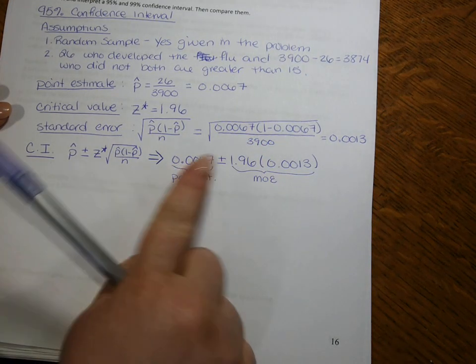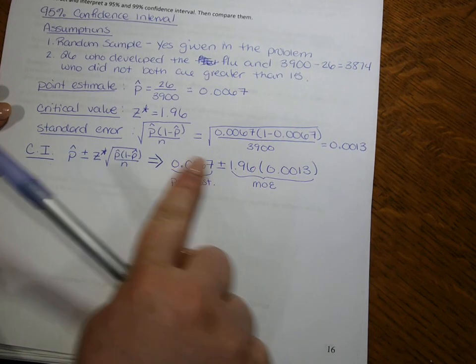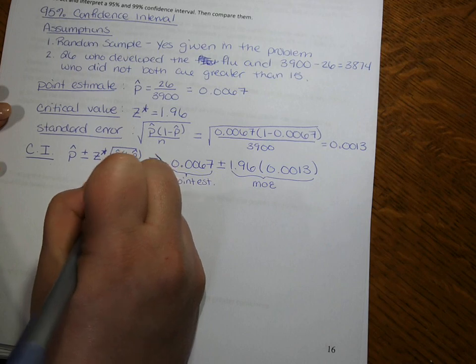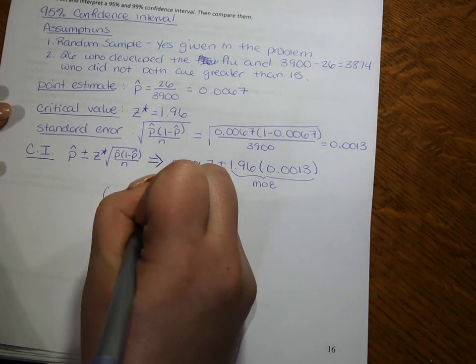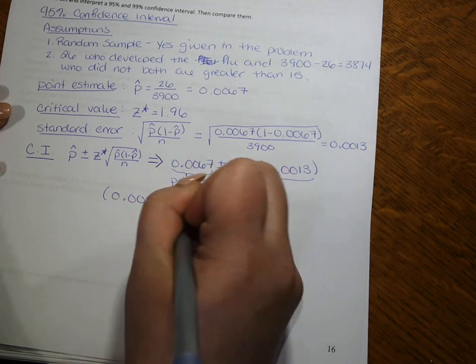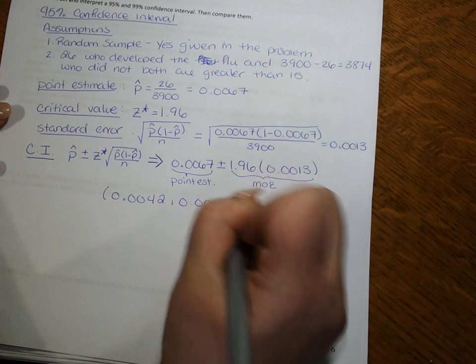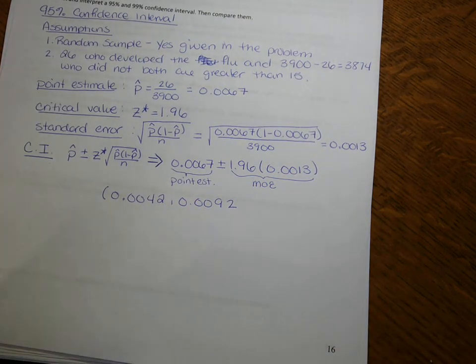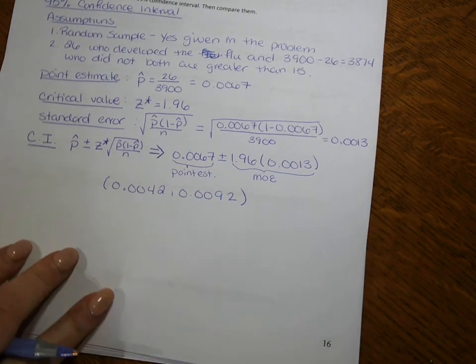So if we take this value, do our multiplication here and subtract, then take this value, do our multiplication and add, the interval that we'll end up with is 0.0042 to 0.0092. So that gives us our confidence interval.